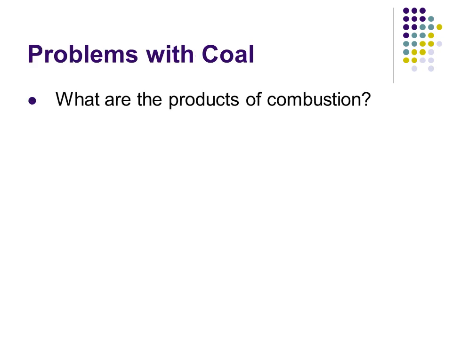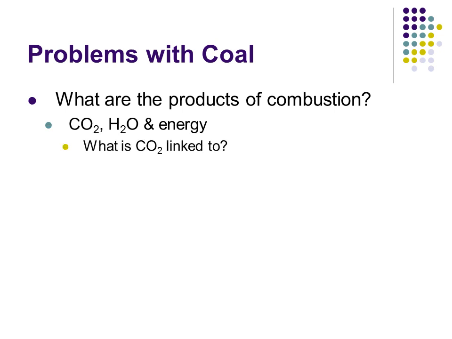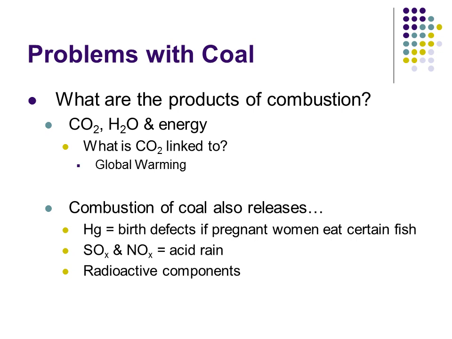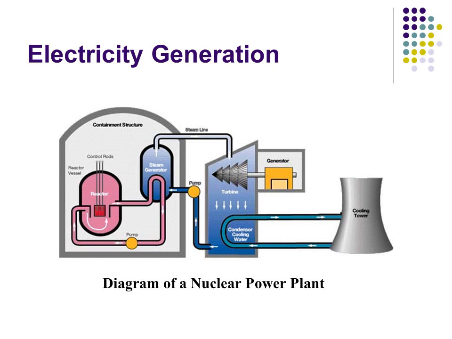Problems with coal. We've already talked about the big problem with coal is combustion. So I get my carbon dioxide linked to global warming. I also get mercury, toxic NOx with acid rain, and some radioactive components. In a nuclear power plant, the big advantage is there's no burning, there's no combustion.